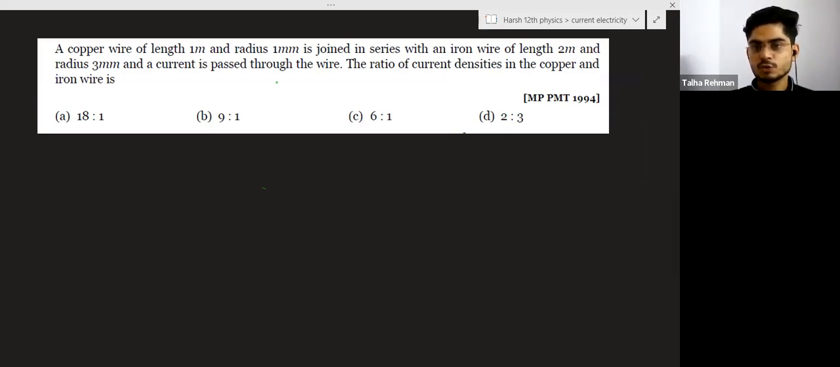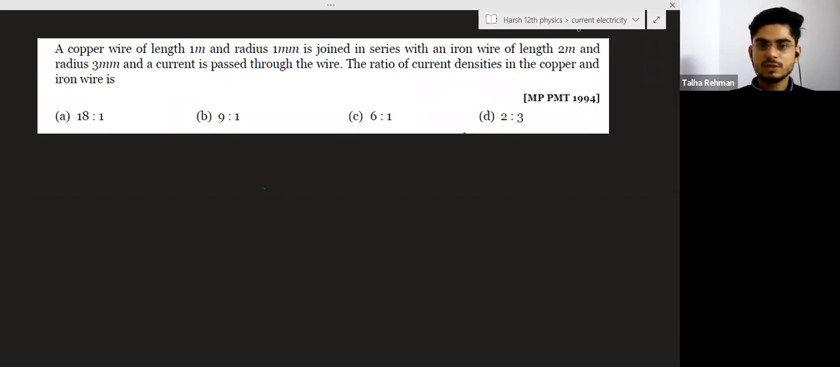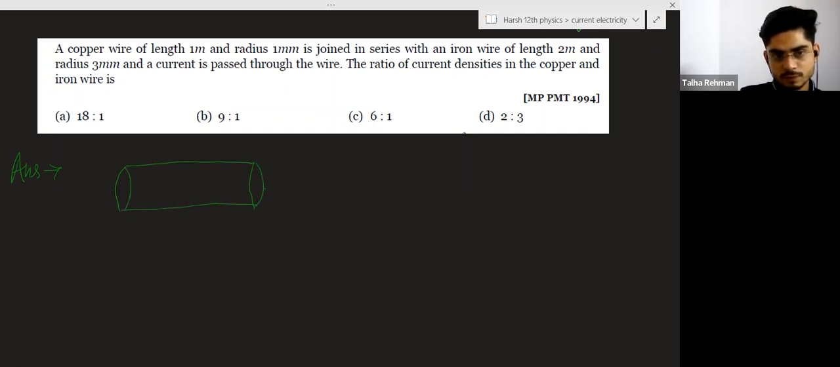length 2 meter and radius 3 mm, and a current is passed through the wire. The ratio of current densities in the copper and the iron wire. So they are saying we are having two wires. One wire is this, and another wire is this, and they are connected in series, and a current is flowing.